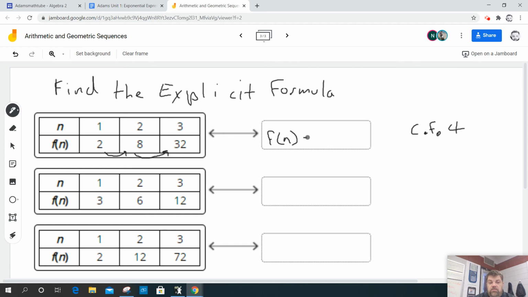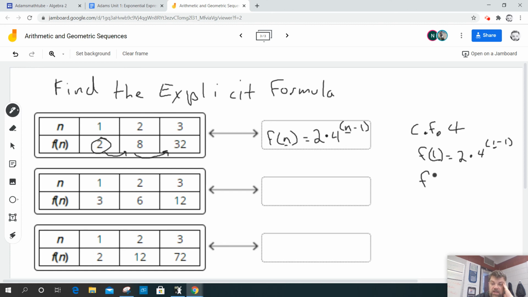f of n. What's the first term? Well, the first value in the sequence is 2. And then you multiply that by the common factor, which is 4. But now we've got it. Usually up here, you'll do like n plus 1 or n minus 1. So it's n minus 1, and here's why. If I say f of 1, then that's going to be equal to 2 times 4 raised to the 1 minus 1. I'm plugging in a 1 wherever there's an n.